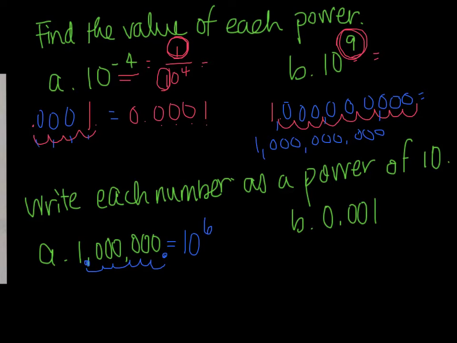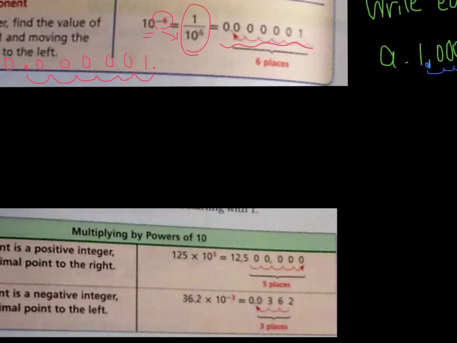And here is our other problem. We have a small number. So if I think about this, I know that it's going to be 10 with a negative integer for my exponent, because it's a small number. And we're going to go over 1, 2, 3. 10 to the negative 3 is how that's rewritten, 10 to the negative 3.